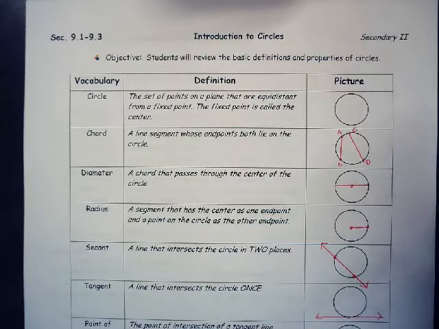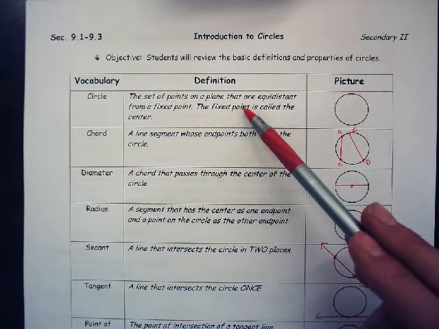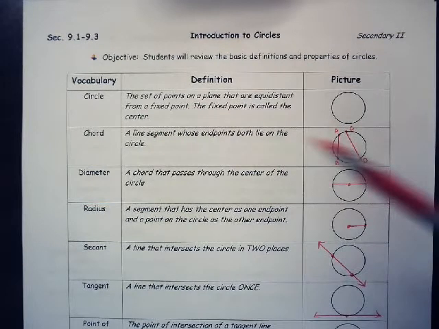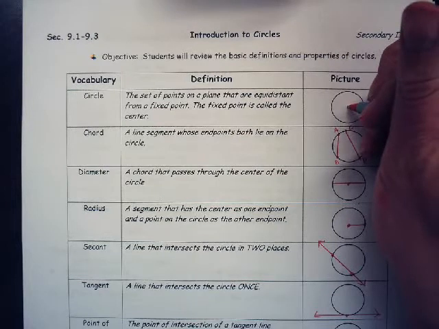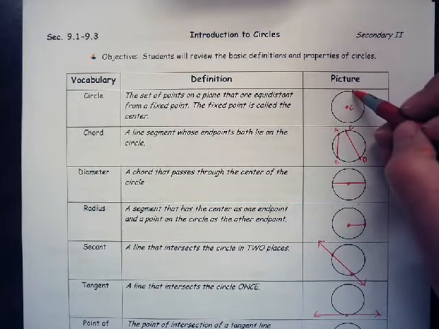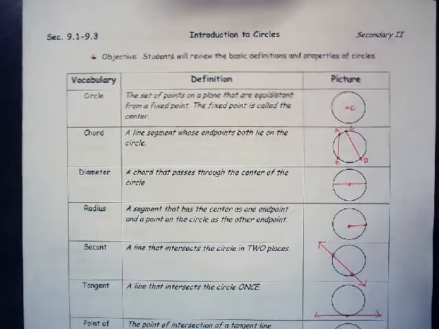The first one is circle. The definition is the set of points on a plane that are equidistant from a fixed point. The fixed point is called the center. So we're going to put a little point here in the middle. This will be our center. So all of these points on this line are all the same distance away from the center.